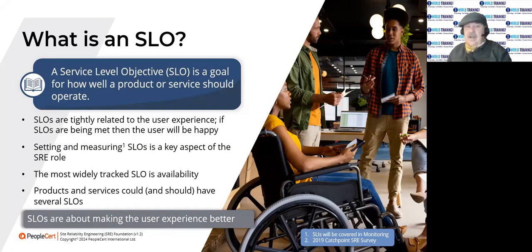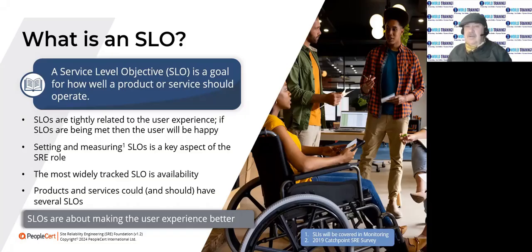The most widely tracked, or in other words, the most popular kind of SLO, is availability. As I mentioned before, there are many kinds of reliability, but the one that tends to be the most important is availability, because if a system is not available, then other types of measures such as response time, latency, error rates, and so on don't really matter if the system's not available at all. So availability is almost always at least one of the SLOs for any particular service or capability that you want to manage to.